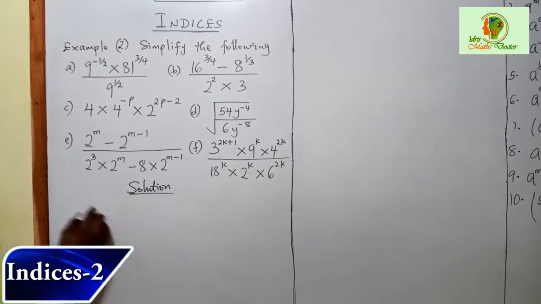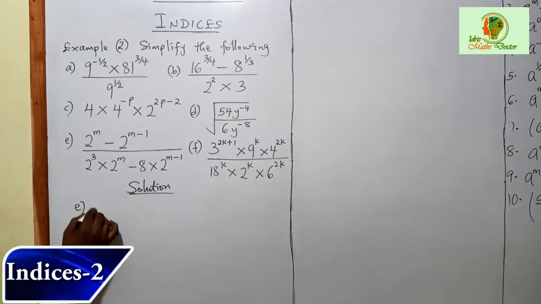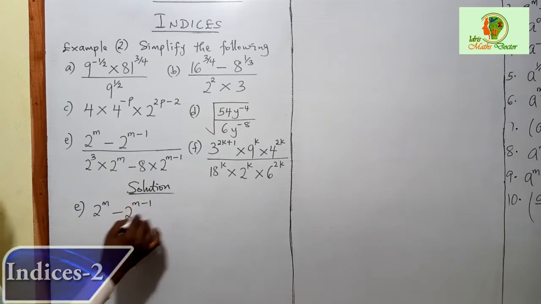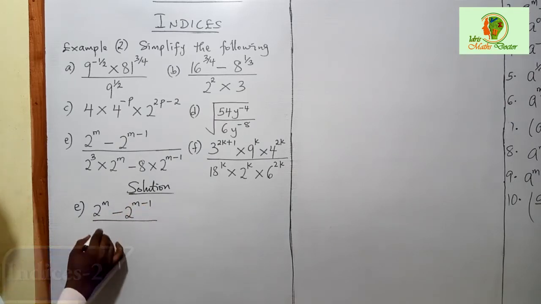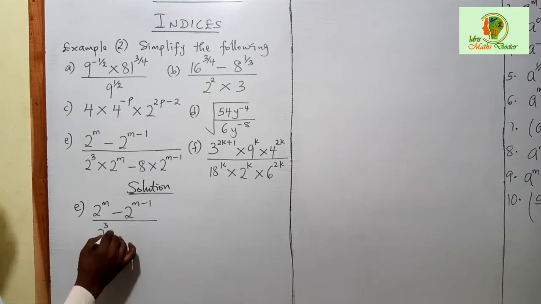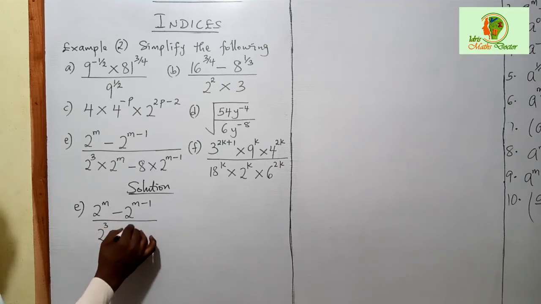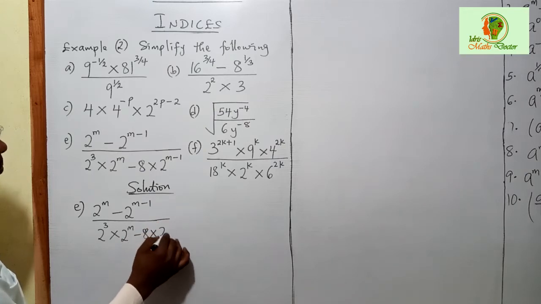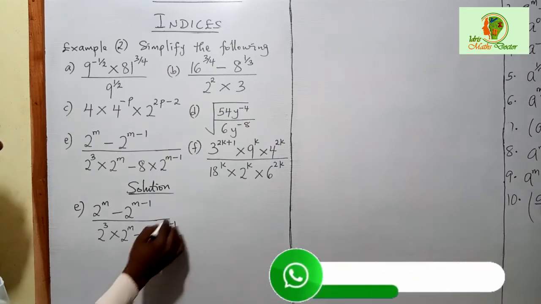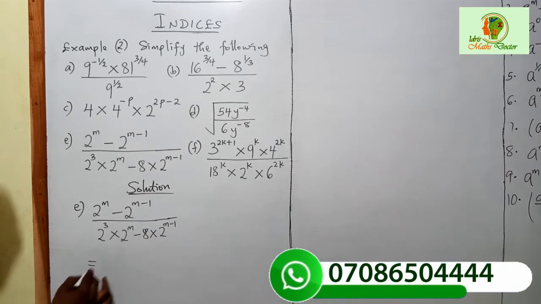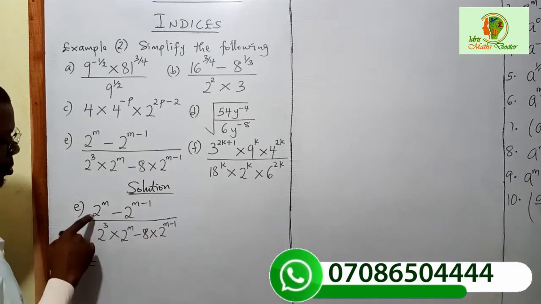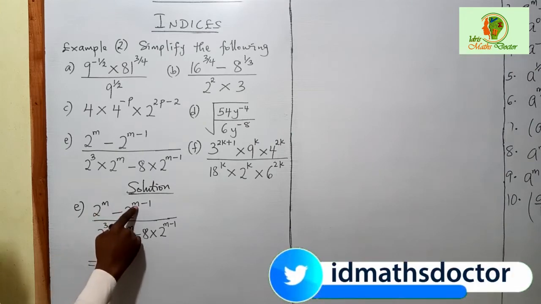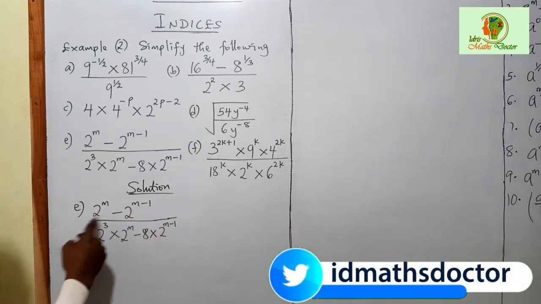Question E. 2 raised to power m minus 2 raised to power m minus 1 all over 2 raised to power 3 times 2 raised to power m minus 8 times 2 raised to power m minus 1. How do we go about this? Note, since you have 2 raised to power m here, and you can also see 2 raised to power m minus 1, we are going to factorize.